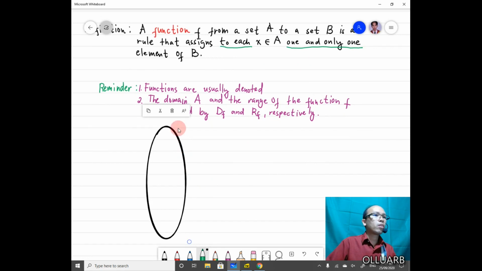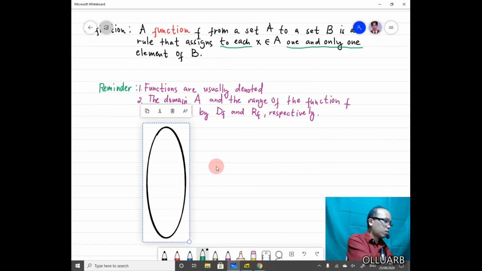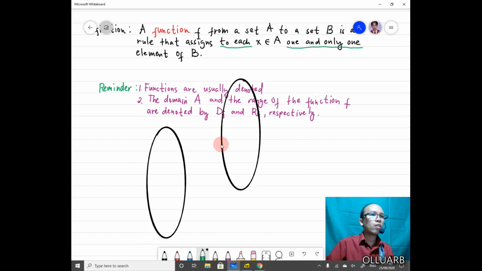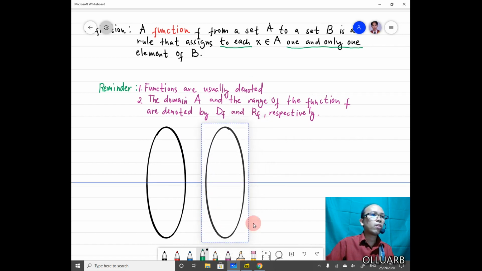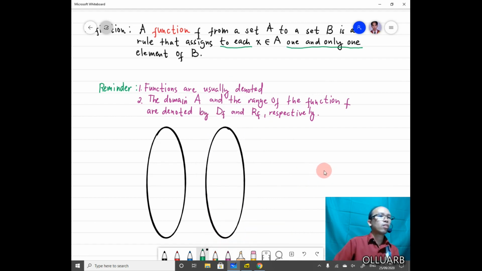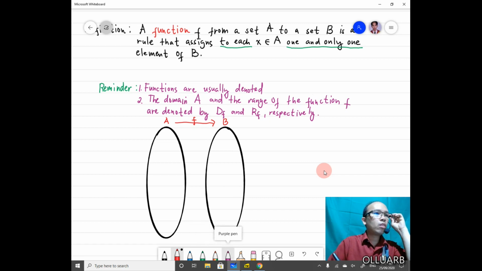Okay, let's copy this, copy and then paste. Okay, so again we have a set A and then a set B. This is the codomain. We have a mapping which is denoted by small f. So what are we going to do here?